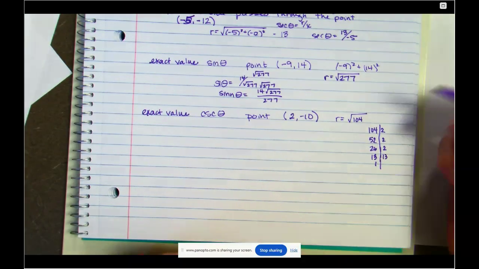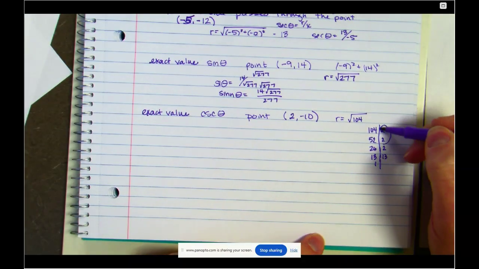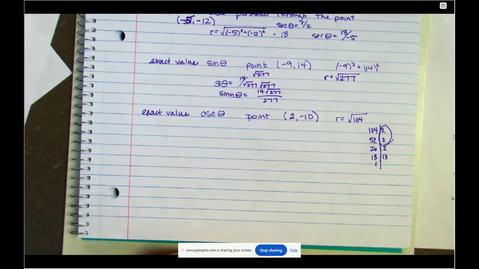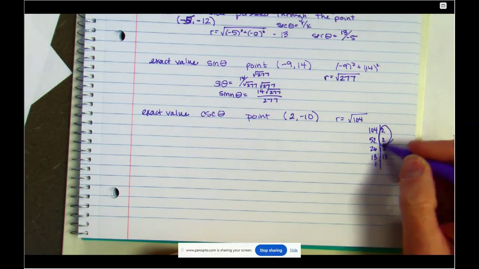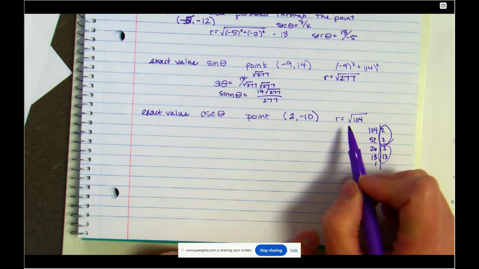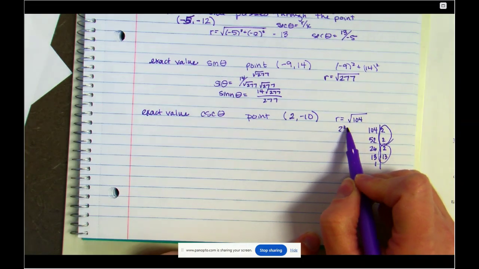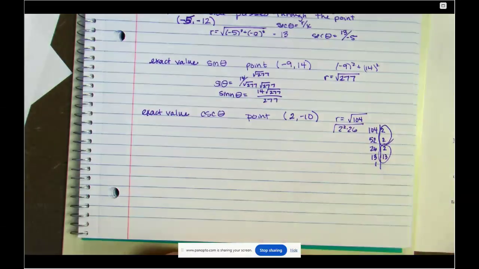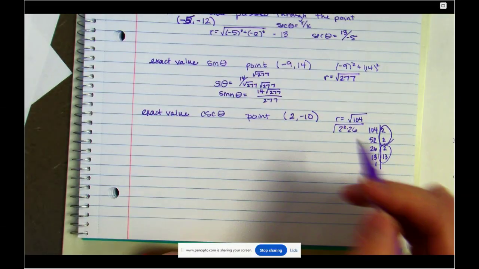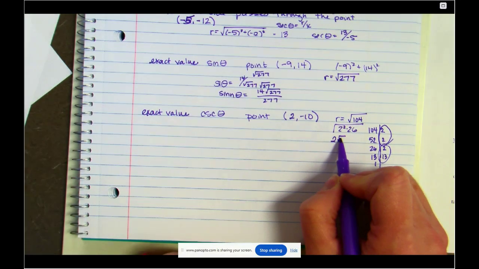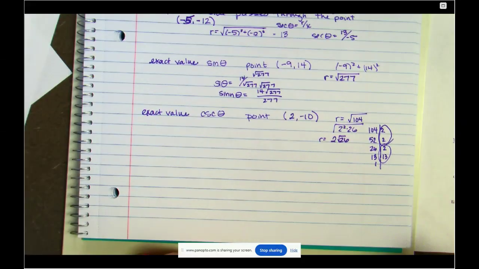Okay, so remember that you're looking for these two. That's 2 squared. This is 26. So this is 2 squared times 26, and you're doing the square root of that. Okay, square root of 2 squared is what? This is just a 2. So this is 2 square root of 26. That is your value of r.